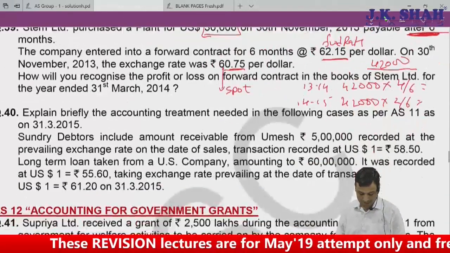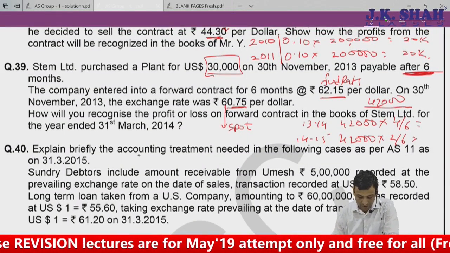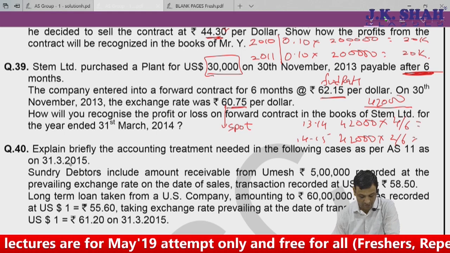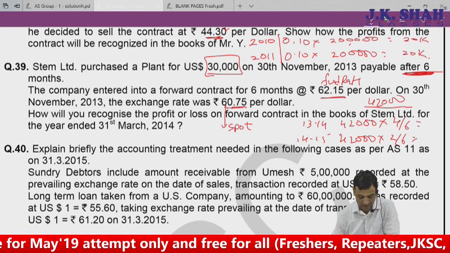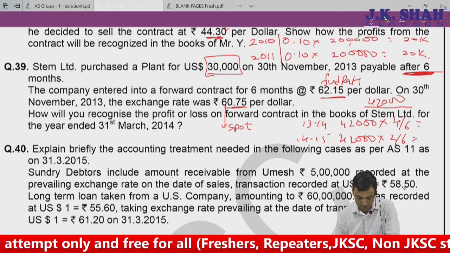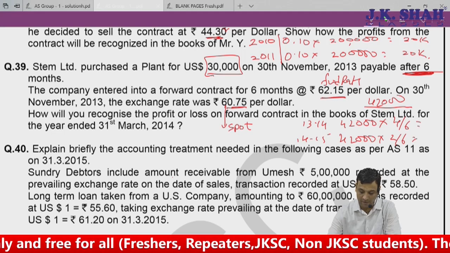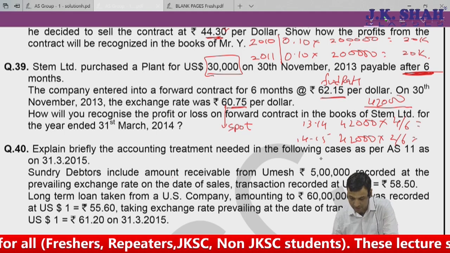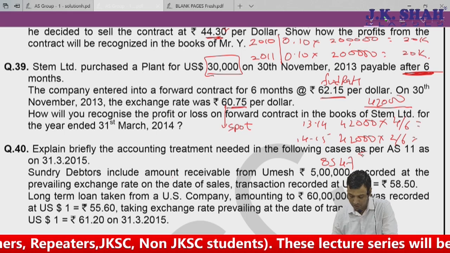Let's move to the last question. Briefly explain the accounting treatment needed in the following cases as per AS 11 as on 31st March 15. Debtors include a receivable from Umesh of 5 lakhs, recorded at the prevailing exchange rate on the date of the sale transaction, that is 58.50. So 5 lakhs divided by 58.50 is somewhere around 8547 dollars.